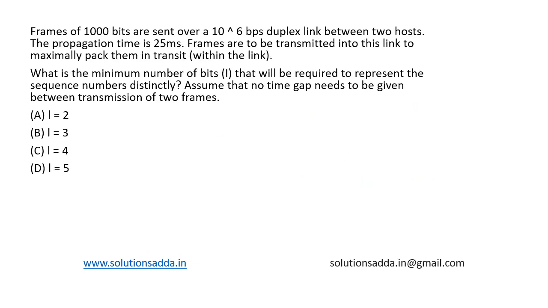This is a question from computer networks. Frames of 1000 bits are sent over a 10 to the power of 6 bits per second duplex link between two hosts. The propagation time is 25 milliseconds. Frames are to be transmitted continuously, so that the link is maximally packed. What is the minimum number of bits required to represent the sequence number distinctly? Assume that no time gap needs to be given between transmission of two frames.